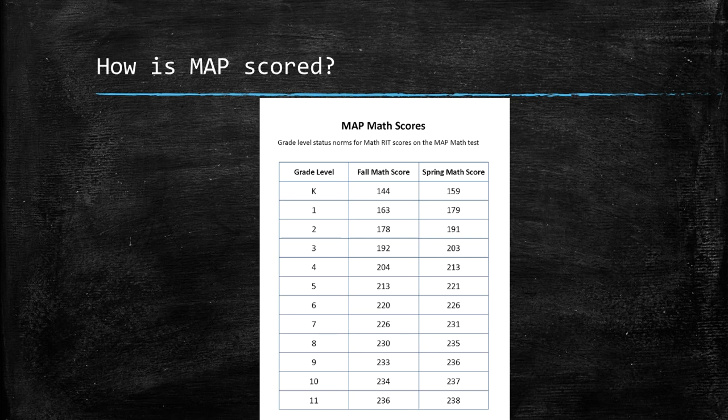How is MAP scored? After a student takes the test, they are given a RIT score. This is a standardized scaled score. For each grade level and subject there is a norm fall score and a norm spring score. Students take the test 3 times a year, in the fall, winter, and spring. The fall score provides a baseline, and the teacher uses the score norms to set a growth goal for each student.